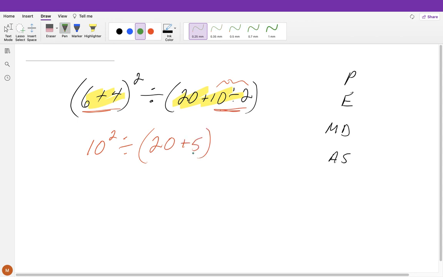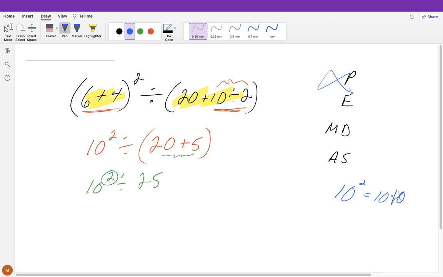And now I'm going to finish what's inside this parentheses. So I have 10 squared divided by 25. And now I look and say, okay, I did all my parentheses. So now I see this little 10 to the second power, that's my exponent. Well, 10 squared is equal to 10 times 10, which is equal to 100. So now I have 100 divided by 25, and that gives me 4.